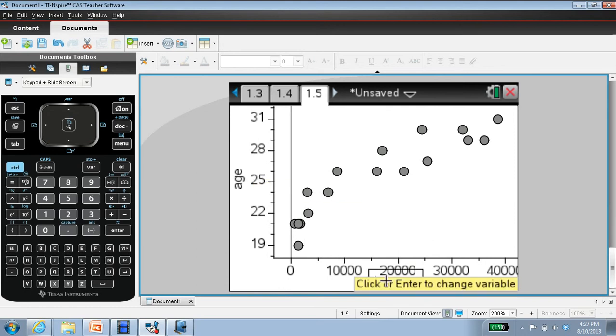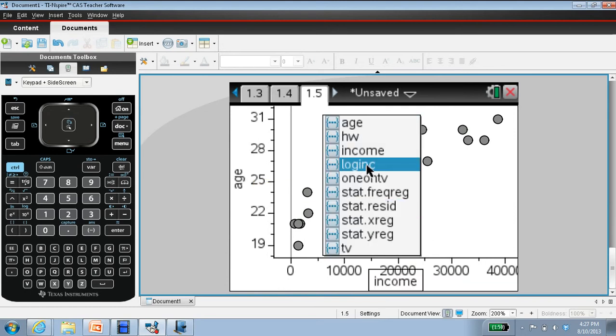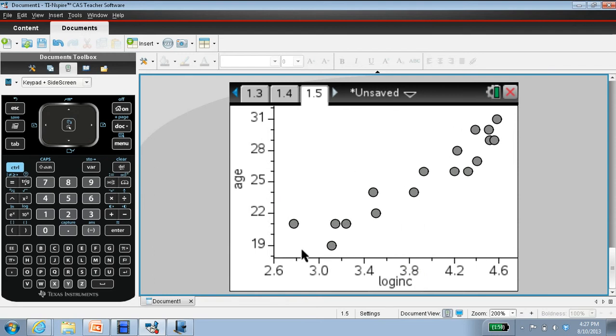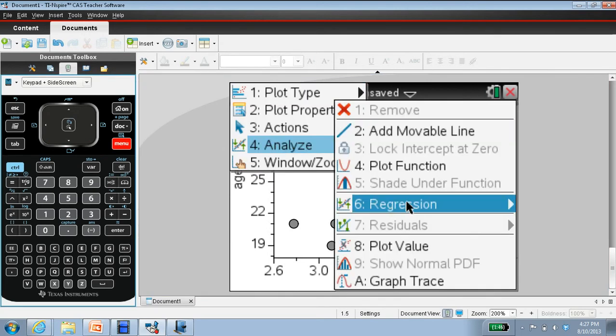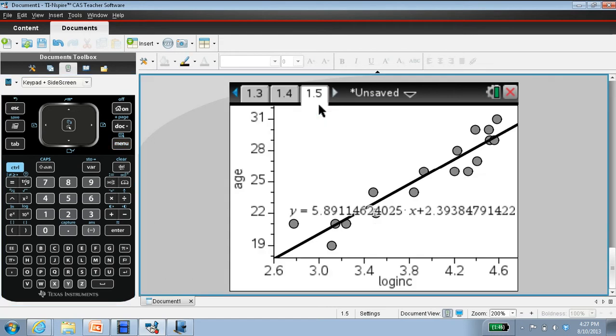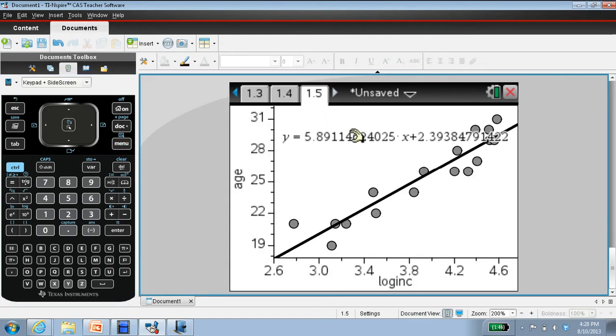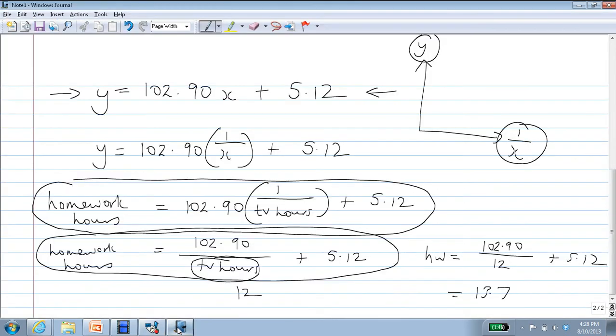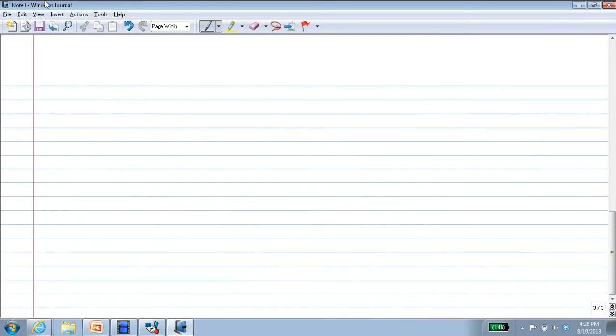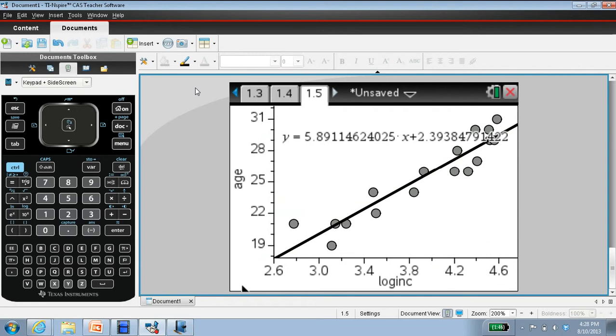Instead of x and y, I want log x down here, so I'm going to change this to log income, and that's made the data a fair bit more linear. And now I want the least squares regression line of this data. So I press menu, 4 for analyze, 6 for regression, 1 for show linear. Okay, so let's just drag that up so I can read it properly. Here we are. So I'm going to write this one down. Y equals 5.89x plus 2.39.